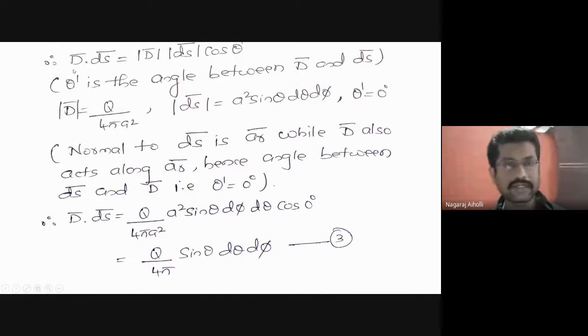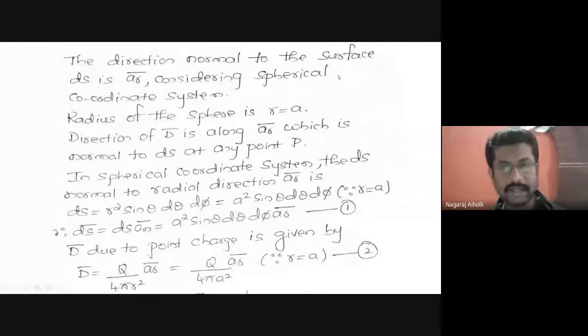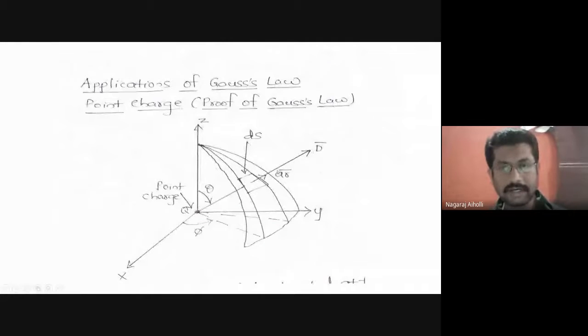That is, D bar dot ds bar is equal to magnitude of D bar into magnitude of ds bar into cosine of theta dash. Here I am taking it as theta dash. What is theta dash, students? Theta dash is the angle between D bar and ds bar.